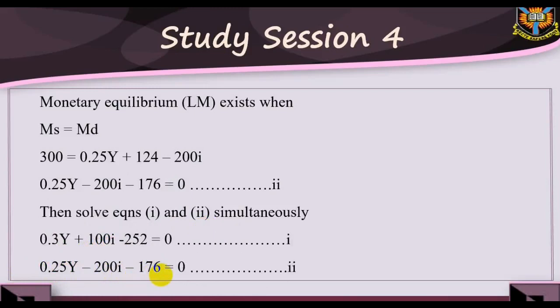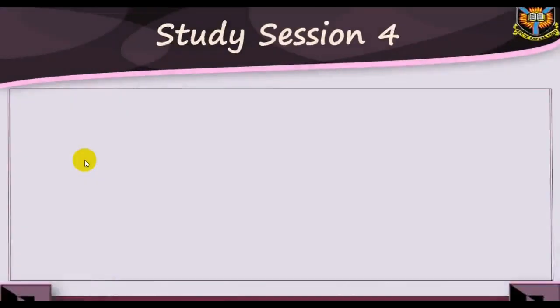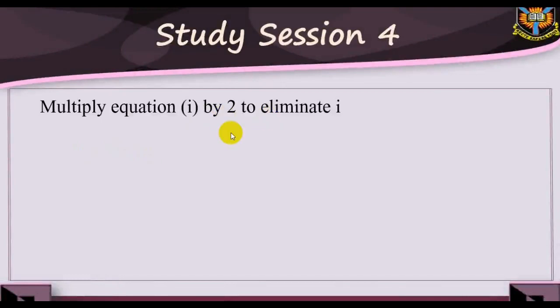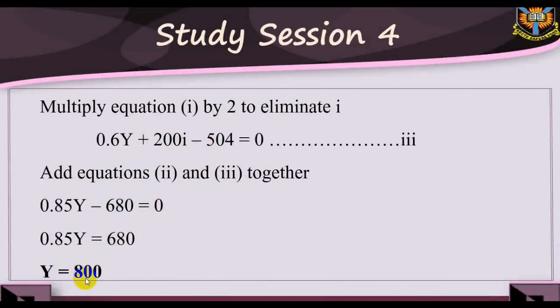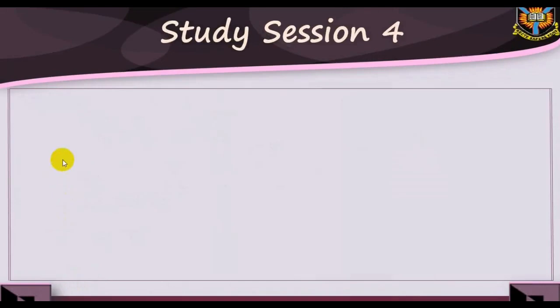That's equation 2. Multiply equation 1 by 2 to eliminate i. 0.6Y plus 200i minus 504 equals 0. That's equation 3. Add equations 2 and 3 together. 0.85Y minus 680 equals 0. 0.85Y equals 680. Y equals 800. Substitute Y equals 800 into equation 1 and 2.